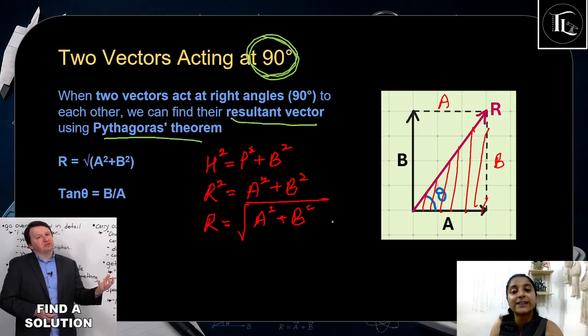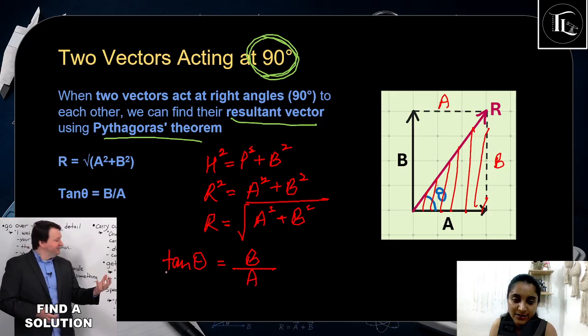So direction is basically the angle at which the resultant is. Now you can find it with respect to A or with respect to B. Let us say we find it with respect to A. So tan theta here is perpendicular by base. Perpendicular is B and base is A. So tan theta would be B by A. I hope this is clear.